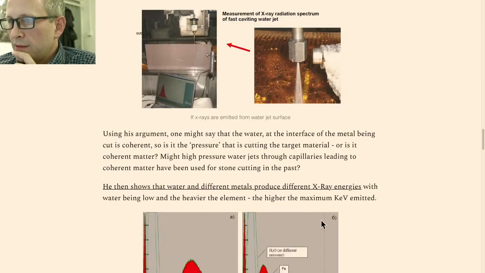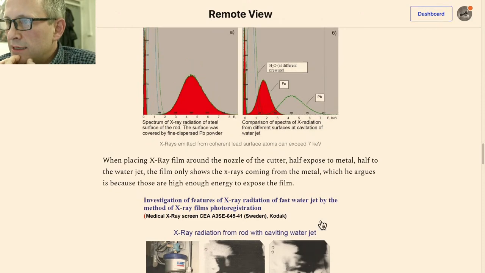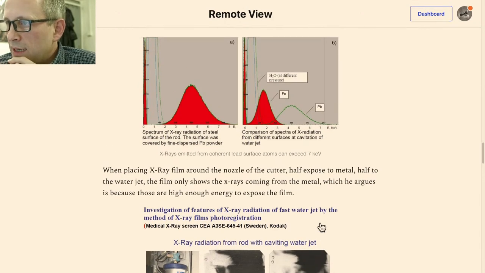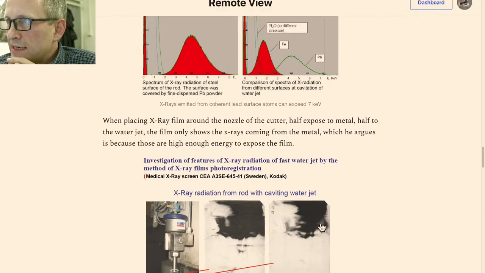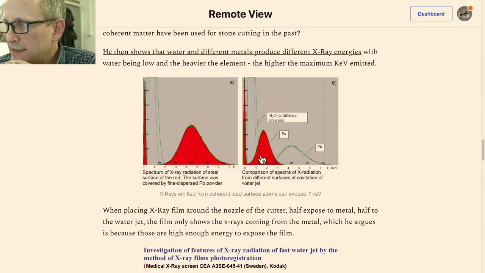here, and that his reactor was emitting coherent sound, and that was interacting with the metal, and he used iron, and then he used silver. Obviously, silver is heavier than iron, so that will produce more intense X-rays, which are more likely to get through the window of the X-ray device and produce a signal.